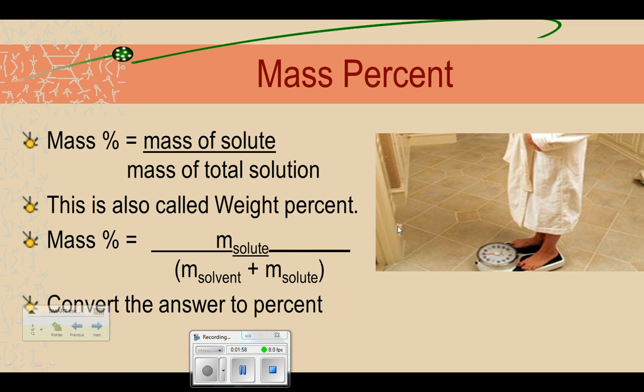Mass percent is simply the mass of solute, that'll be in grams, over the total mass of solution, that'll also be in grams, also known as the weight percent. And in symbol form, the mass percent will be the mass of solute, in grams, over the total mass. You just add together the solute and the solvent, and you convert it to a percent, right? There are no example problems here. If you want to see example problems, there are videos of example problems on YouTube and the website as well.